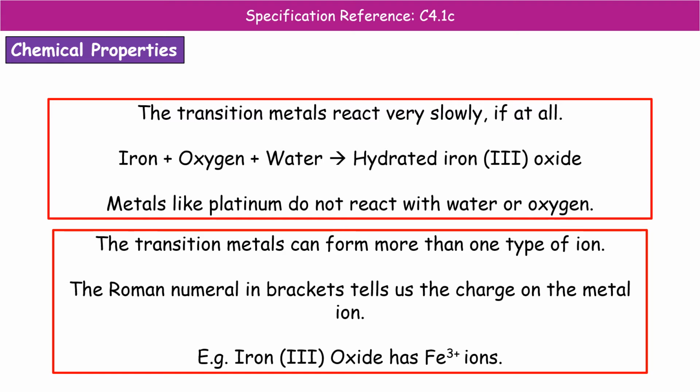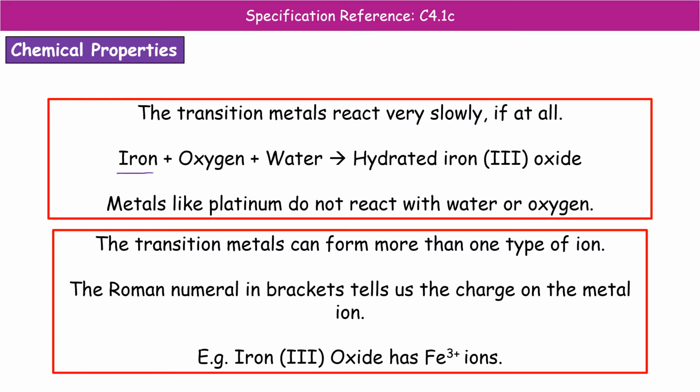As far as their chemical properties go then, our transition metals react really slowly if they react at all. So a good example of one of these slow reacting metals in our transition metal category is iron. Now iron will react with oxygen and water to make hydrated iron 3 oxide, more commonly known as rust. Hopefully we do know rusting is a slow old process. It's not like if you leave a bit of iron outside overnight, gone, it's just a pile of rust by the morning. It takes a while. So it's a slow reaction.